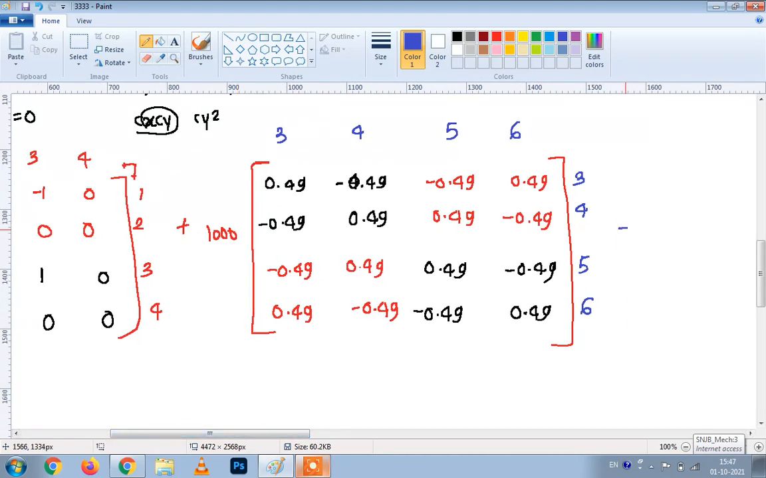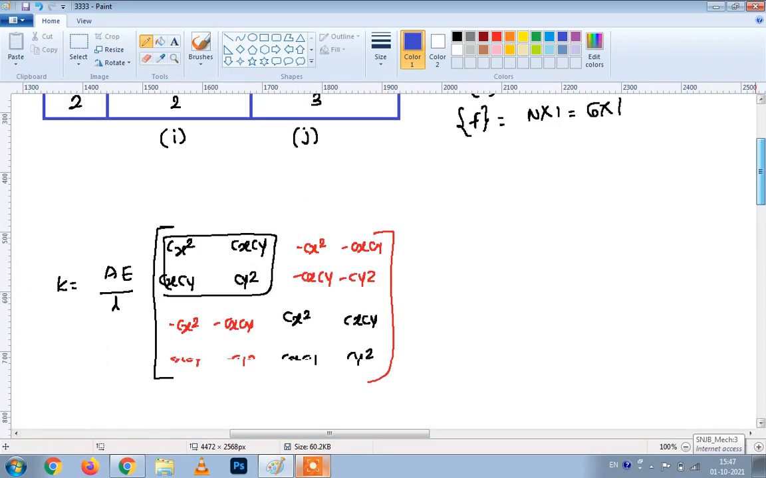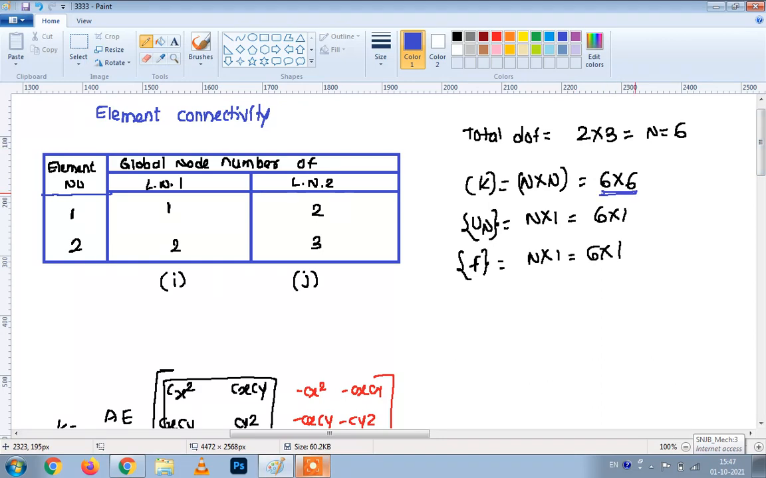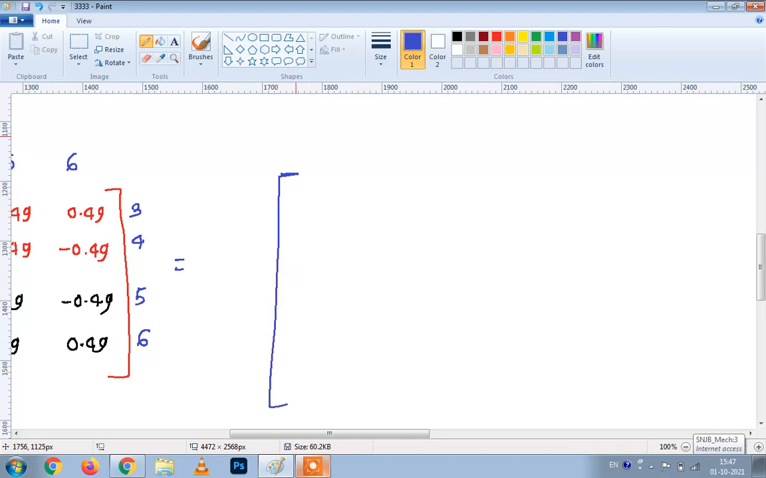Now for the addition of these two: this is a 4 by 4 matrix, this is also a 4 by 4 matrix, but the dimension of the global stiffness matrix is 6 by 6. So the addition of these two will give us one 6 by 6 matrix. So I am creating a blank 6 by 6 matrix here, and will place the elements accordingly. So 1, 2, 3, 4, 5, 6, and similarly here 1, 2, 3, 4, 5, 6.